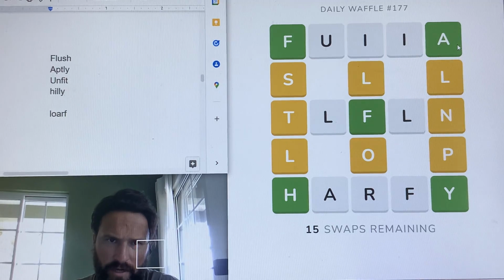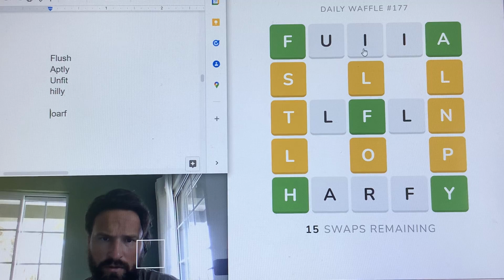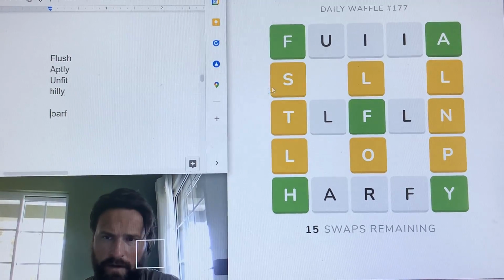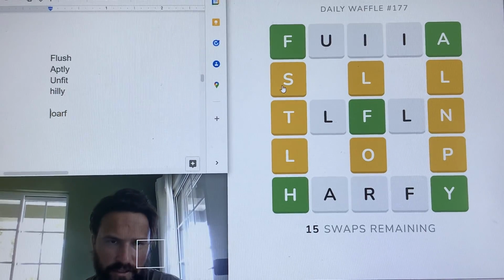Something might be wrong here. It doesn't seem like this is really coming together. I don't think we have a vowel for this, unless something's got to be wrong. All right, well, I'm gonna start testing stuff actually, because all these yellows are interesting in that you can switch them like this.